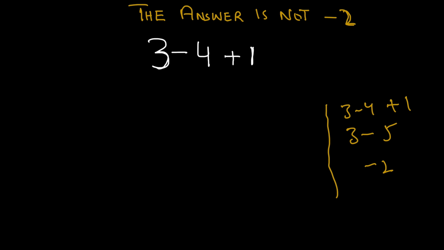So here, when the same question includes addition and subtraction operations, we first simplify from left to right in BODMAS. Okay, so by the left to right method, first of all we simplify the left. 3 minus 4 is minus 1 and then plus 1. So minus 1 plus 1 is equal to 0.